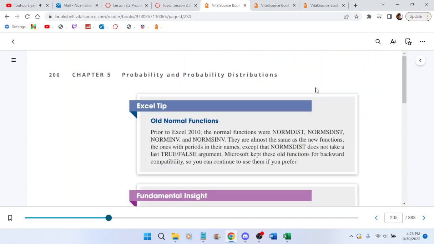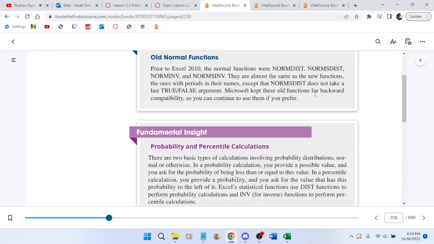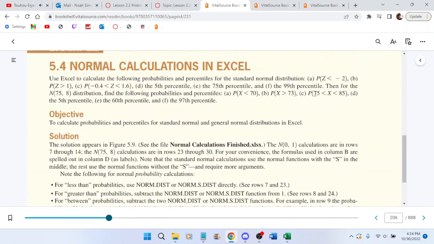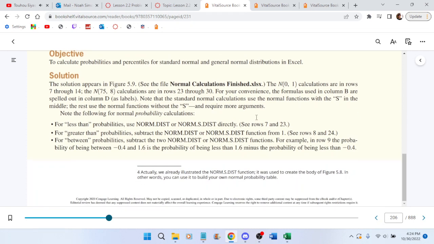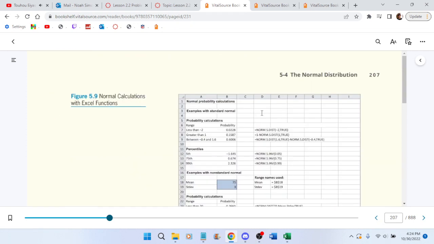I hate everything. This is crap. They never ever use equal to. Never. Come on.